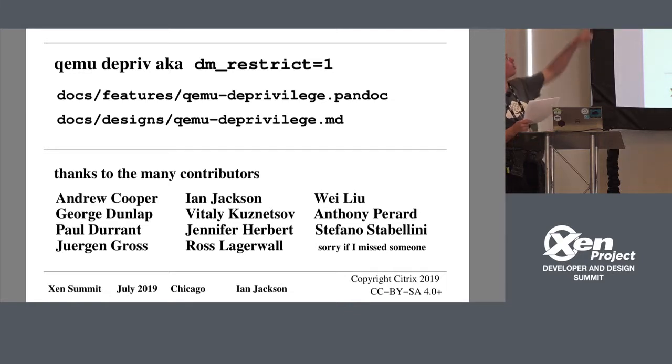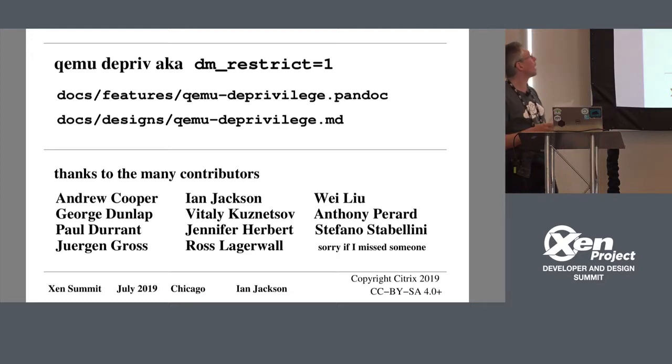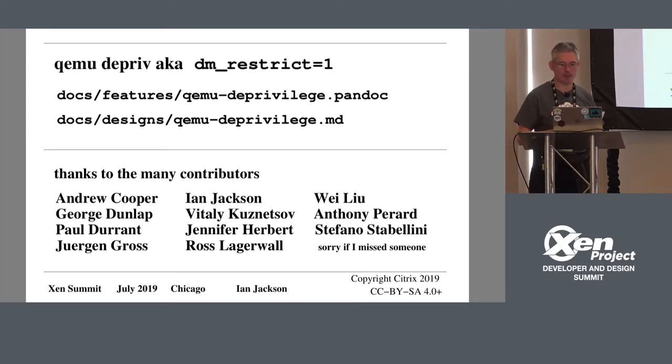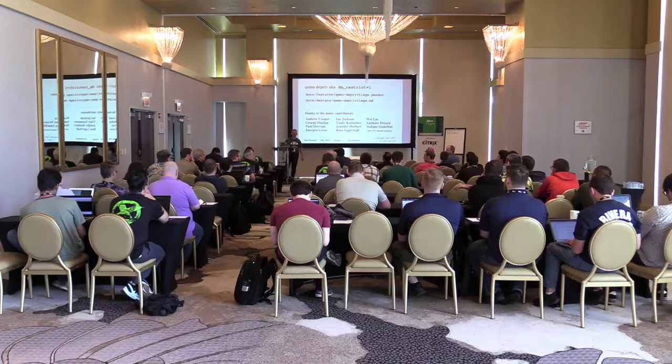It's quite easy to turn it on. You just stick dm restrict equals 1 in your libxl configuration file. And the documentation in tree is reasonably up to date. So I think that means I should take questions. Yes, Paul.